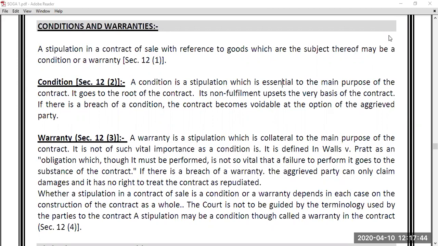Whereas warranty is merely an expression of opinion, a flourishing statement, sometimes an exaggeration, sometimes a glorification of the product, which is very collateral, subsidiary, ancillary to the formation of a contract. If that proves wrong, the whole contract does not collapse. The buyer can never cancel the whole contract, but can claim only damages. So this is the basic distinction between condition and warranty.